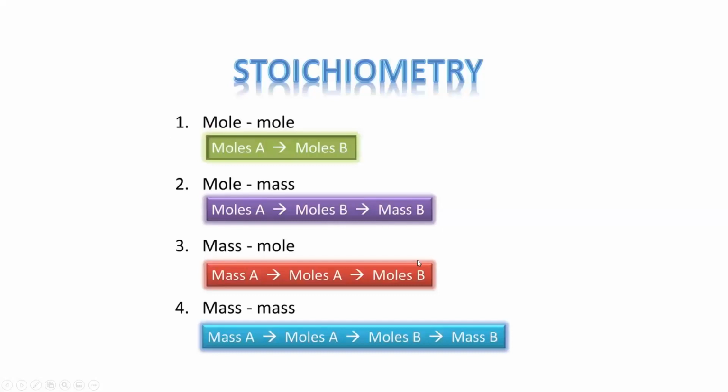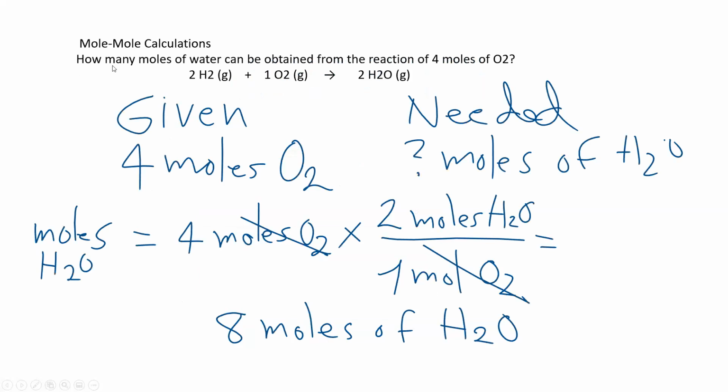We have different kinds of stoichiometric calculations. We can go from mole to mole, mole to mass, mass to mole, or mass to mass. Let's see each one. For example, in this case, you have: how many moles of water can be obtained from the reaction of 4 moles of oxygen?